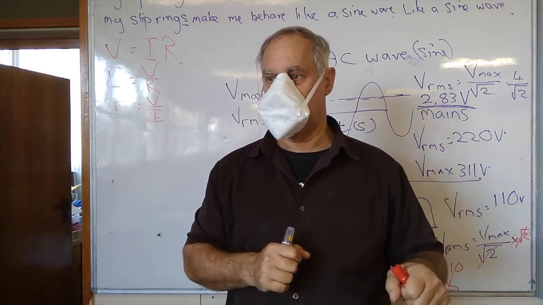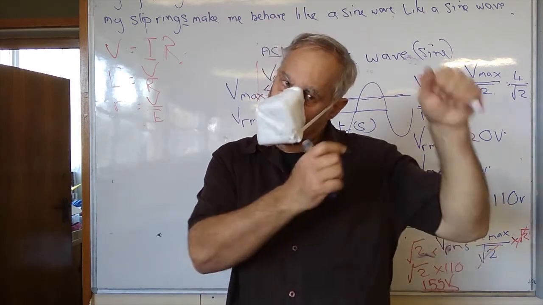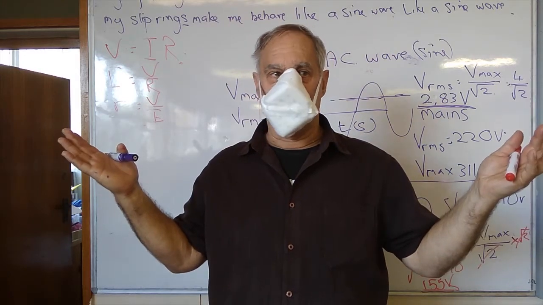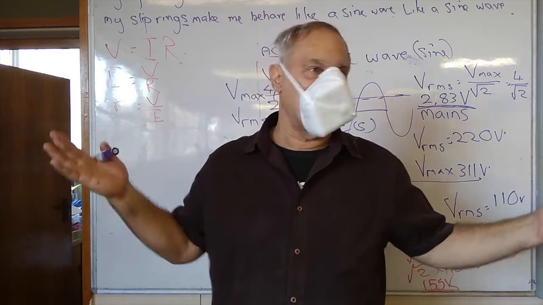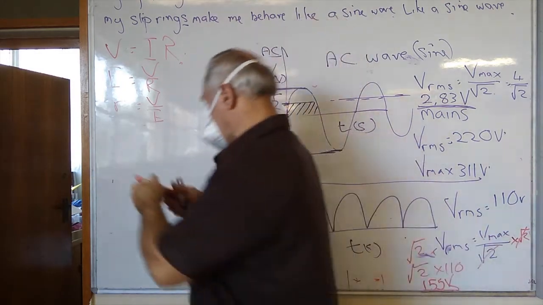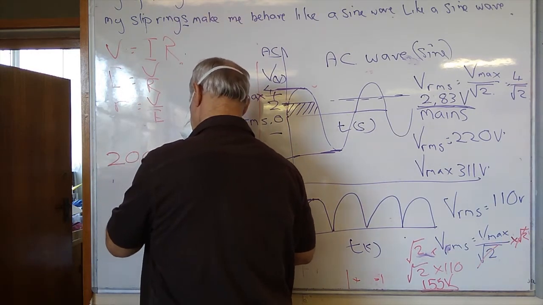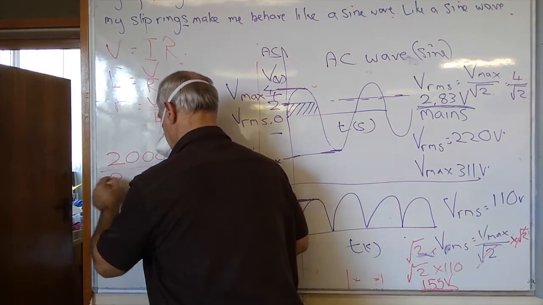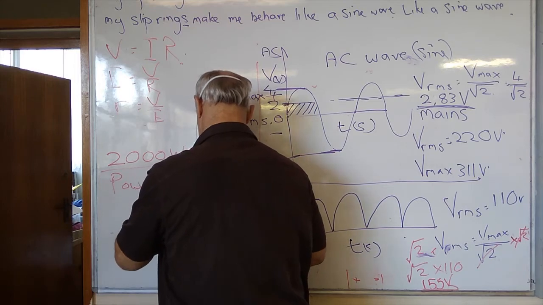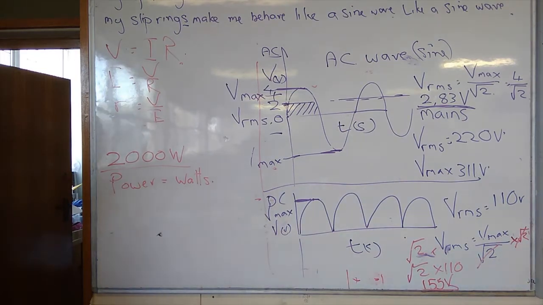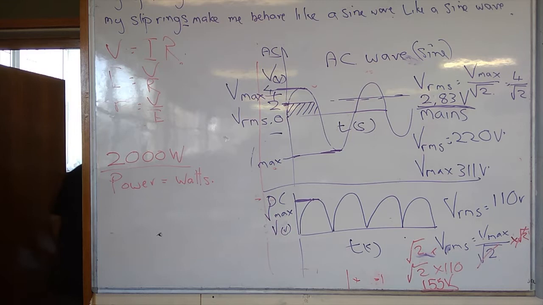Okay. Do you know what the average power of a chainsaw, for example, is? And what it's measured in? It's over 2,000 watts. So power is measured in watts. Do you know what the average kettle is? Probably about 1,500 watts.